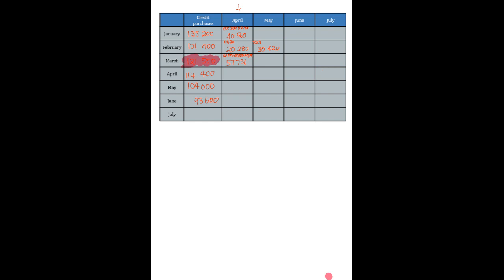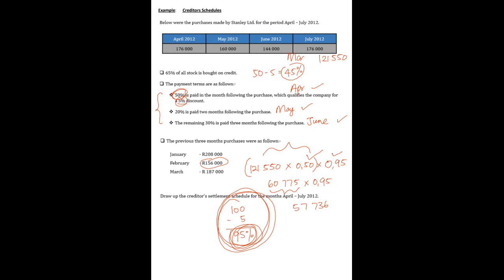And then for the next 2 months, May and June, it's 20% in May, 30% in June. So 121,550 times 20% is 24,310. And 121,550 times 30% is 36,465.